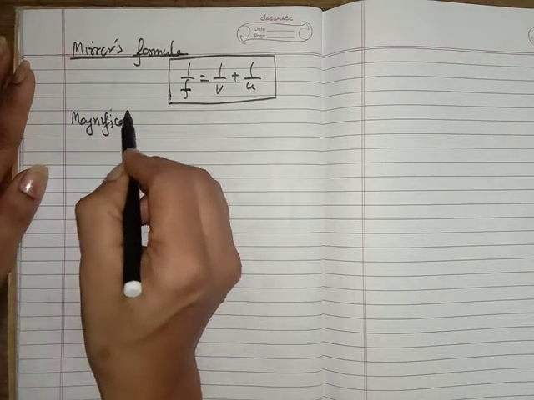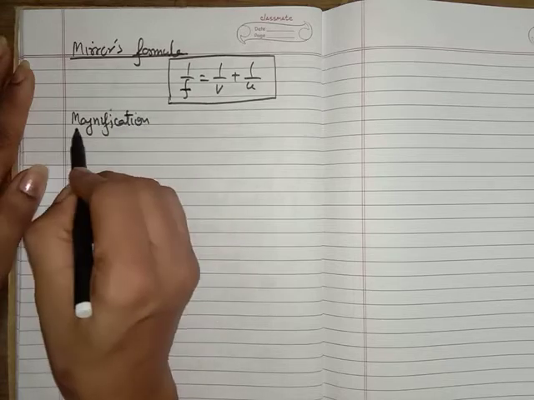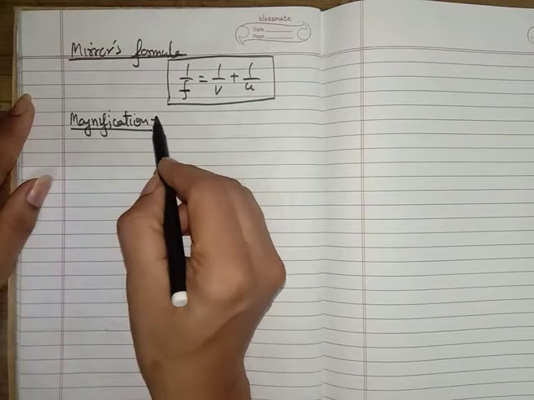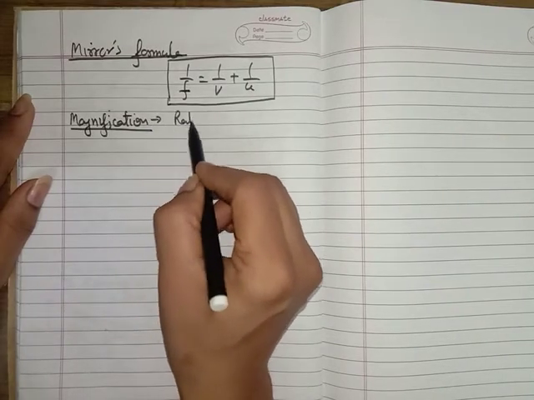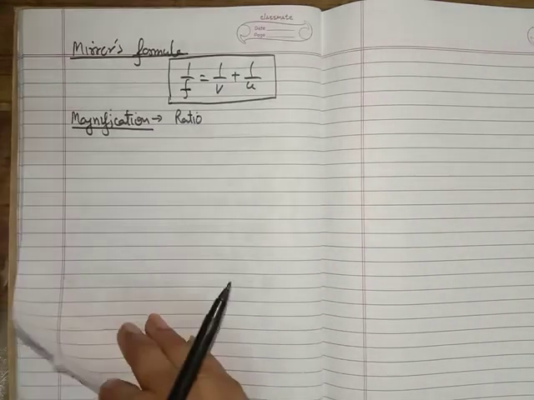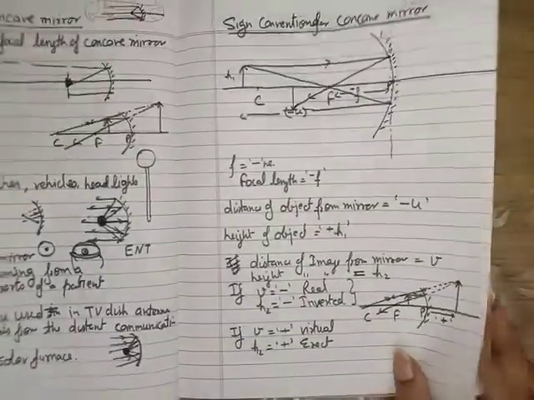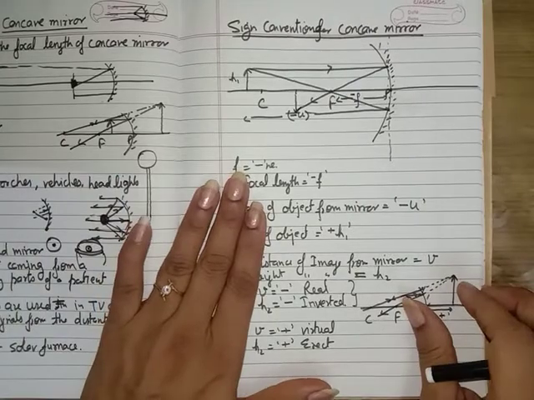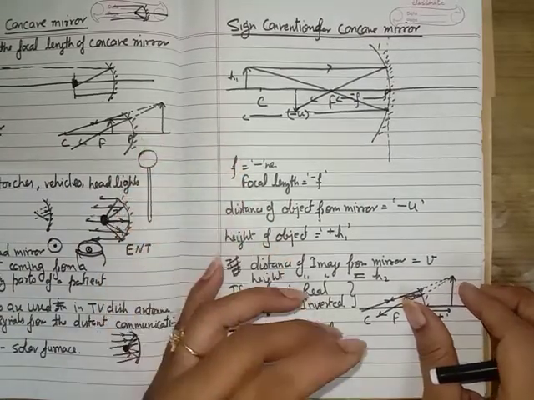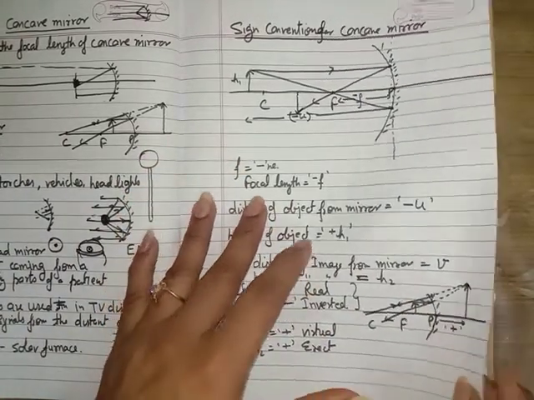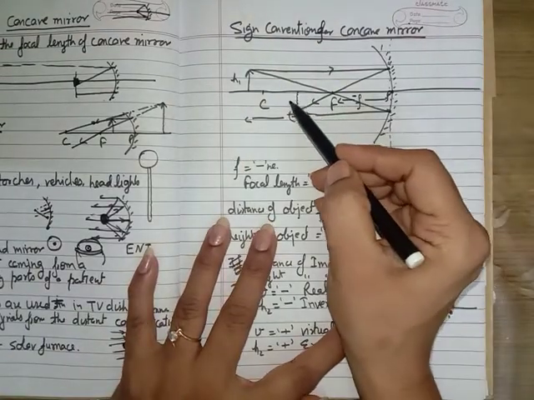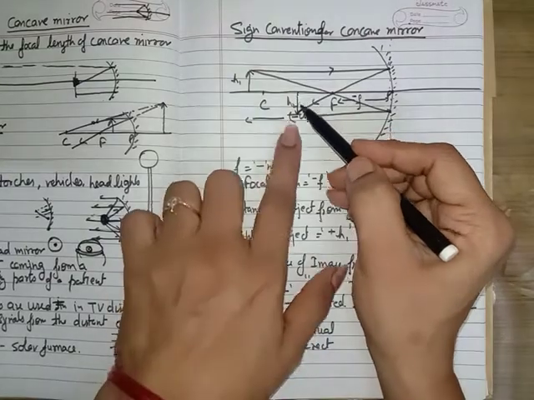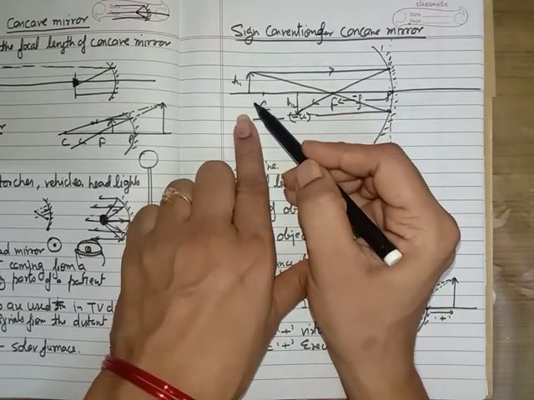Magnification. What is the magnification? It is also called the linear magnification. Magnification means a ratio. In general, magnification means कोई चीज़ कितनी मैग्नीफाइड हुई, कितनी बड़ी हुई. तो मैग्निफिकेशन का मतलब वही है कि कितनी चीज़ बड़ी हुई है. H2 is the height of the image and H1 is the height of the object. So the ratio of H2 and H1 is called the magnification.